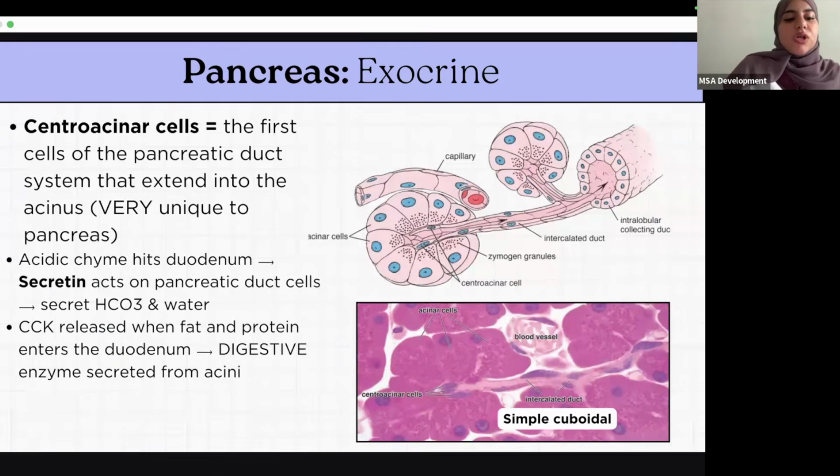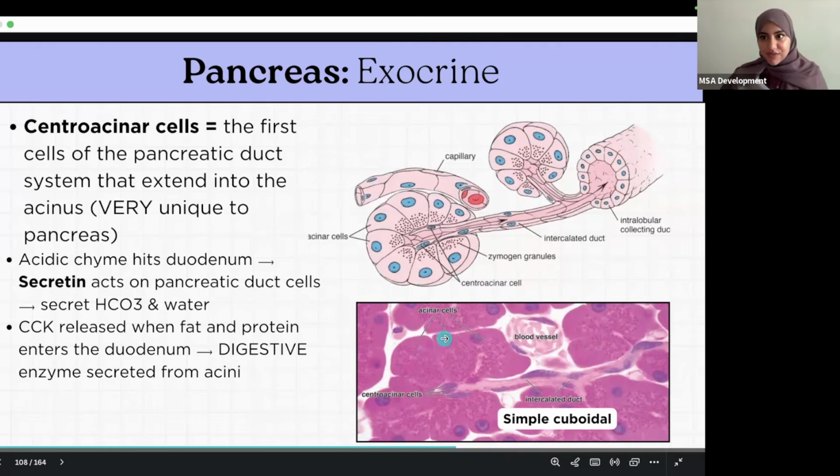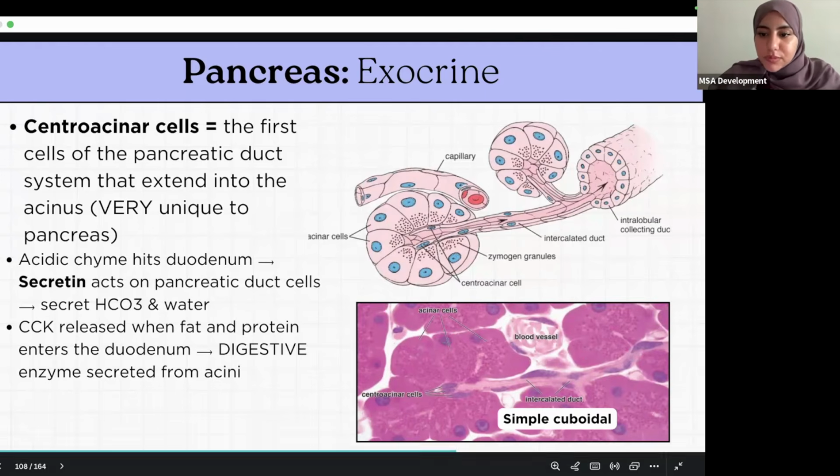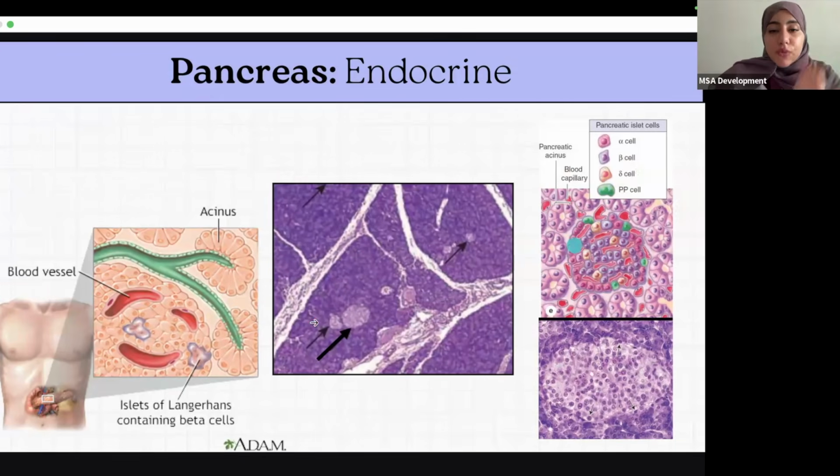You know more about this in physiology, but CCK is released when the duodenum feels fat and protein entering. And the CCK is mostly to dissolve fat and protein, and so it releases digestive enzymes from the duodenum. And the acini here, the simple columnar of the intercalated cells, we know this. Okay. And so the pancreas is divided into lobules. And dispersed within the lobules are areas called islets of Langerhans.